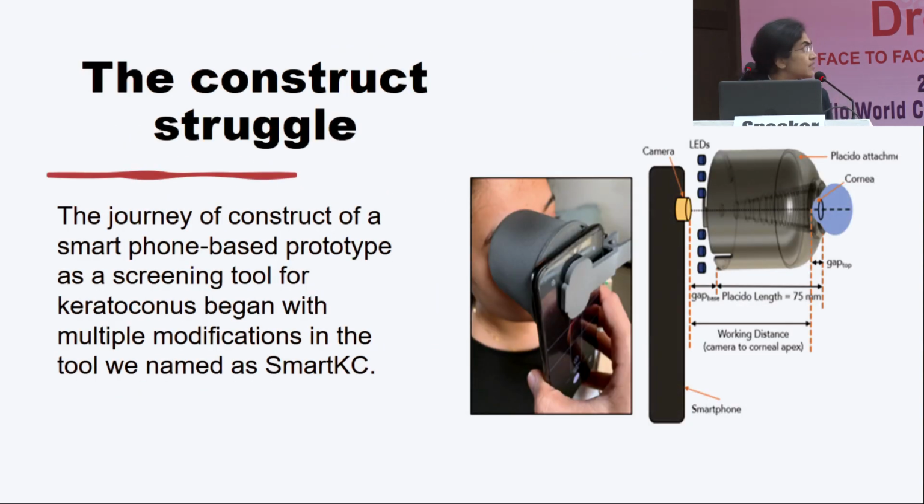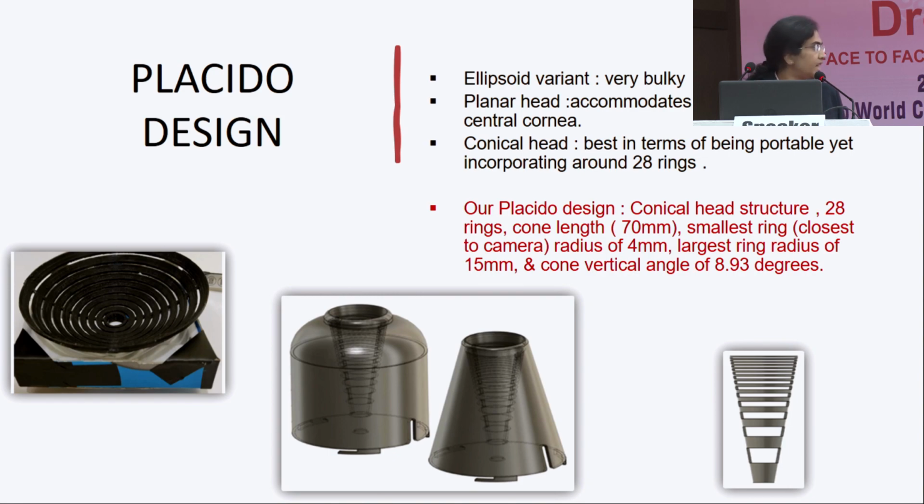So this is our Smart KC which I am showing. I have a small prototype to show also. So here, the first challenge was what Placido design to use. As we all are aware, the ellipsoid one is very bulky, whereas the planar cannot cover the periphery, only the central. So our final pick was a conical design which had 28 rings, 360 degrees, which gave nearly 1008 points of capture, and hence we utilized that as the Placido design.